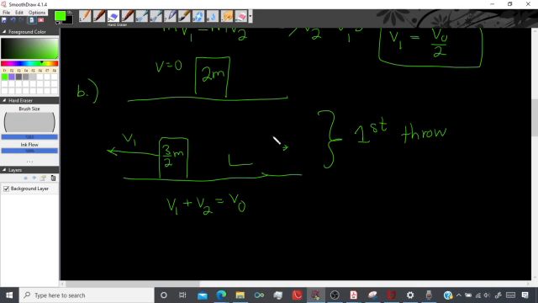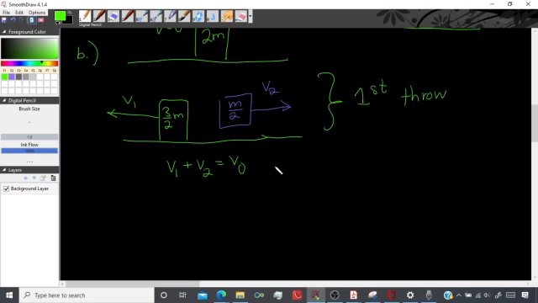Actually, I'll just change the color of this to make it a bit less confusing. So this will be the first half of the block that I threw, and it has speed v2. So yeah, this is the first throw.